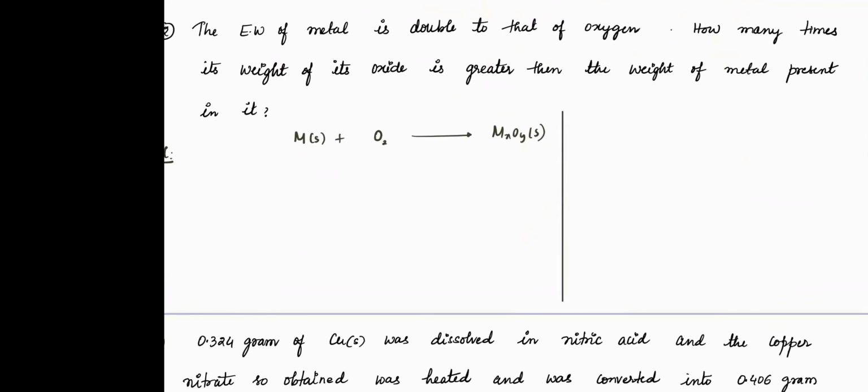Everybody understood? So first, read the question thoroughly. Check out what he's trying to say. The equivalent weight of the metal is double that of oxygen, and how many times is the weight of the oxide greater. That's why I've written the oxide reaction, because we are discussing a metal oxide. So imagine metal plus oxygen is forming some metal oxide, some XY, we don't know.